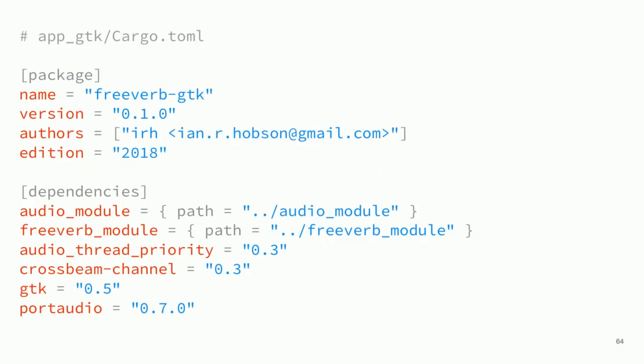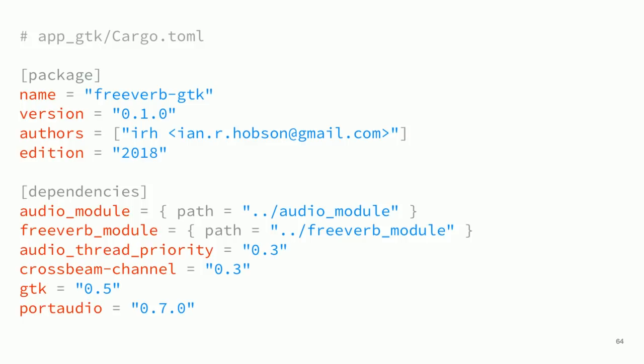The way that you declare these dependencies is in your Cargo.toml. In the dependency section, you say, okay, I want version 0.5 of GTK, 0.7 of PortAudio. The thing that's interesting here is that I've included two internal dependencies for things I haven't shown you yet, one called audio module and the other called freeverb module. And I really didn't need to do this, but I figured it would be good for the talk to show a bit of a more sophisticated application than just basic setters.